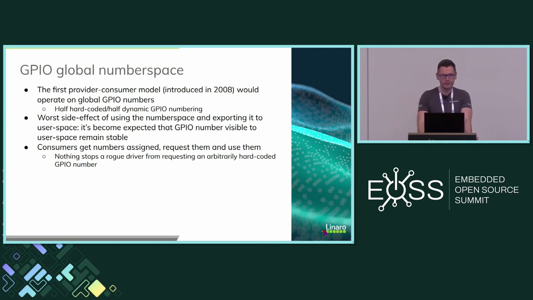So this worked like consumer drivers would get numbers assigned through platform code. They would request the numbered GPIOs, use them, free them. But the way it was implemented, the fact that we were using numbers means that rogue drivers can simply request some GPIO defined in a header, like they can say, okay, so GPIO 201 is this, and I want to request it. And nobody would enforce any consumer-provider resource assignment because what we're really referring to is numbers.